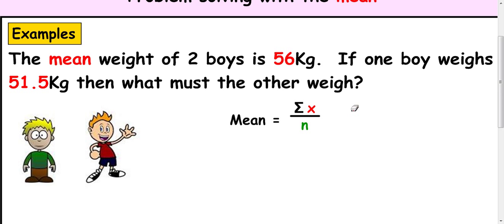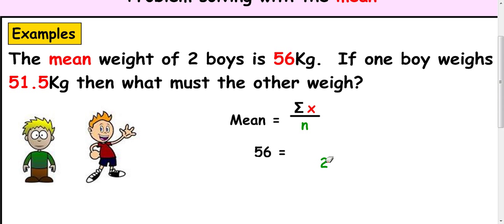So this is adding all the data values up on top. N, in this case, is 2. N is the number of data values, the number of numbers, and the mean is the average. So in this case we know the average. Now it's saying the mean weight is 56, so you can fill that in here. So we can say 56 is the mean. We know the number of boys is 2, so we know 2 goes in the bottom.